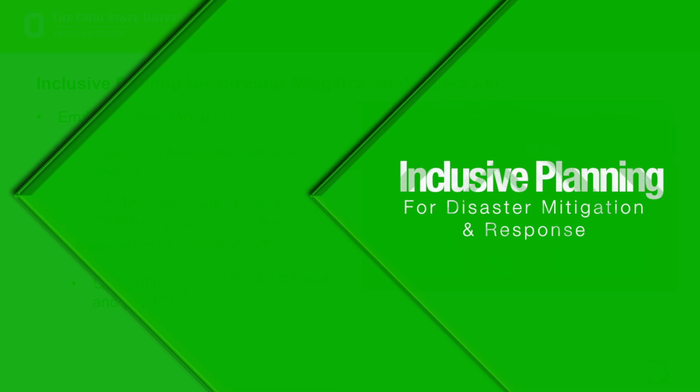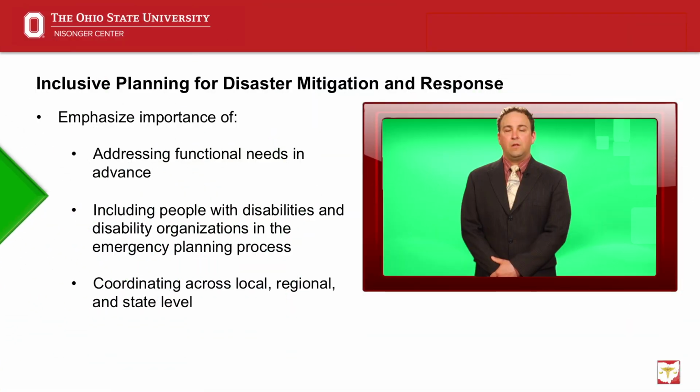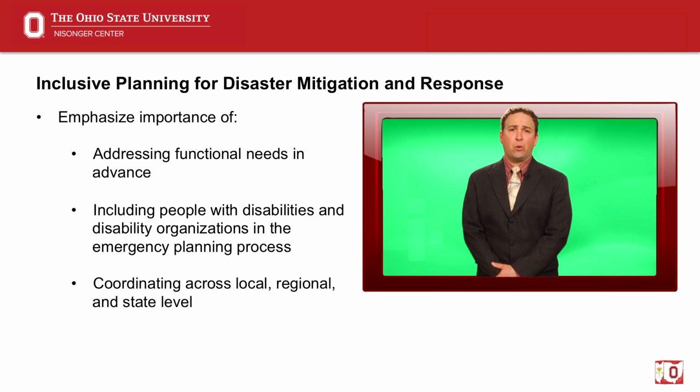Inclusive planning for disaster mitigation and response. Throughout this training, we have emphasized the importance of including people with disabilities and disability organizations in the emergency planning process. It is crucial to coordinate across agencies at the local, regional, and state level to ensure that the functional needs of people with disabilities are adequately met during emergencies. In this section, we would like to give some specific examples of how the emergency planning process can be made more inclusive.